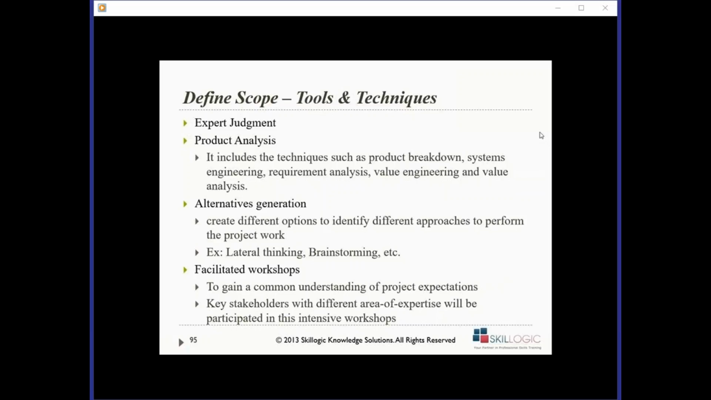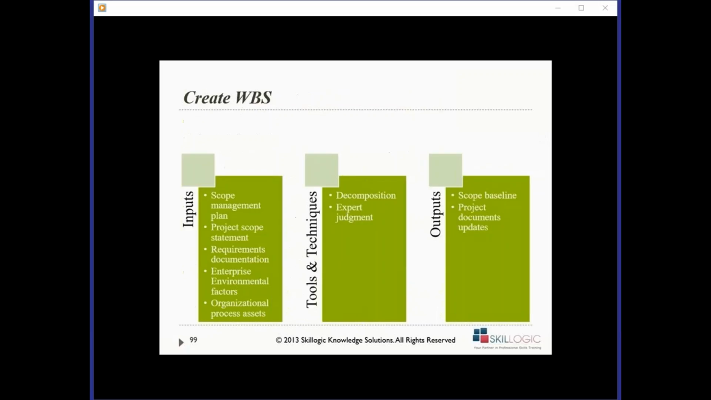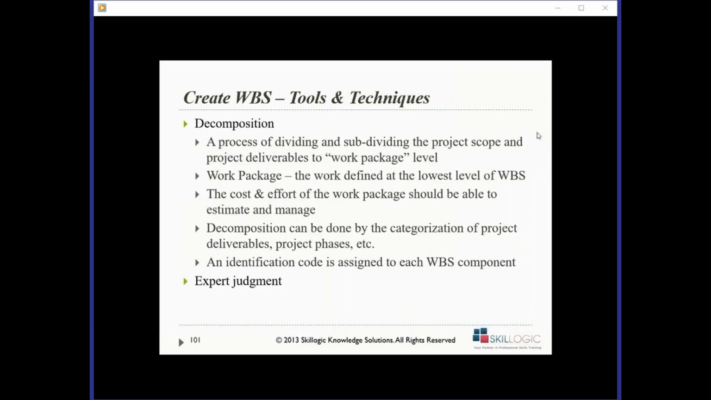This technique is called the work breakdown structure and is also referred to as decomposition, as depicted in this slide. The first tool and technique spoken about here is decomposition, which is dividing the work into the work package level. Decomposition is a process of dividing and subdividing the project scope into work package level. The work package is the lowest level of the work that has to be completed from the work breakdown structure perspective. So this is how you define the work breakdown structure.